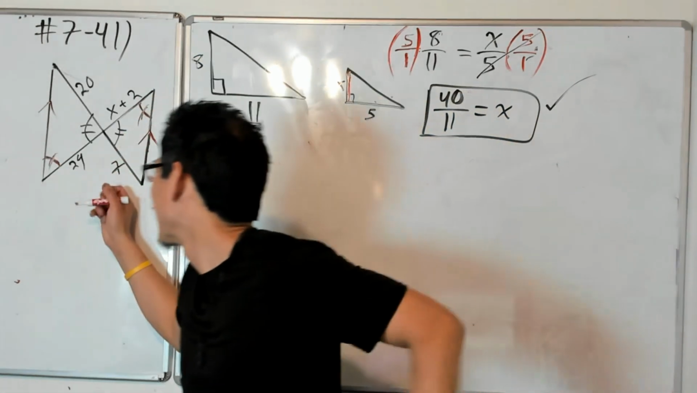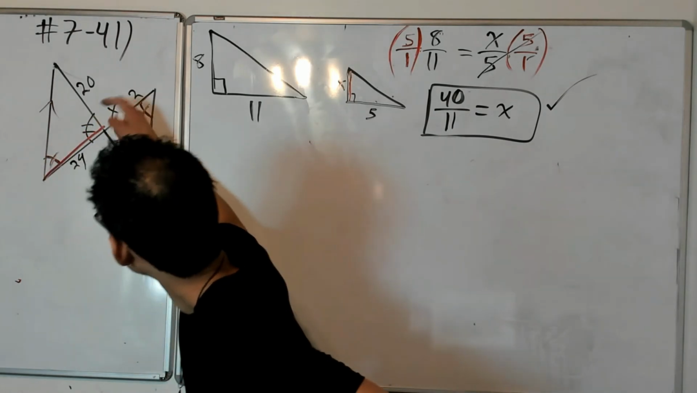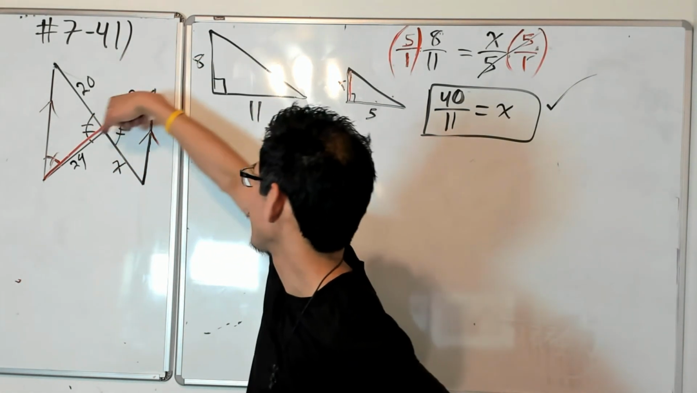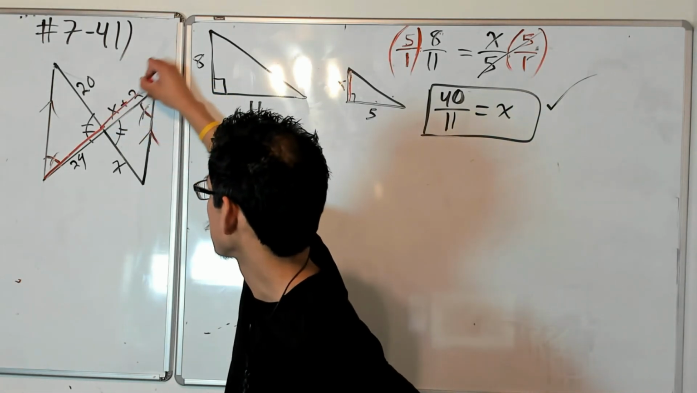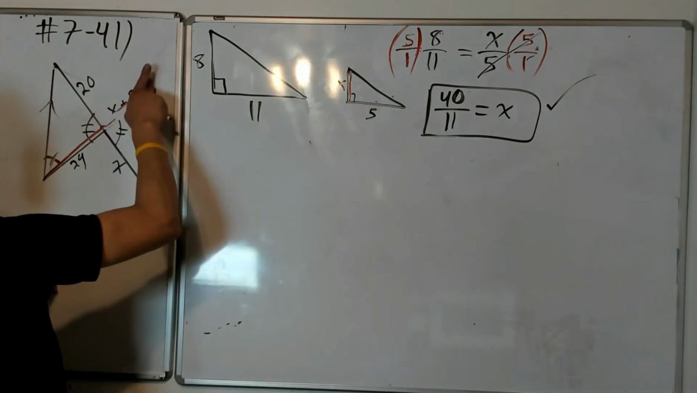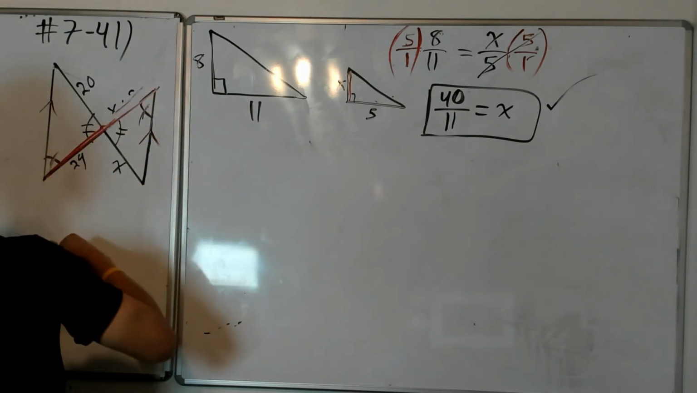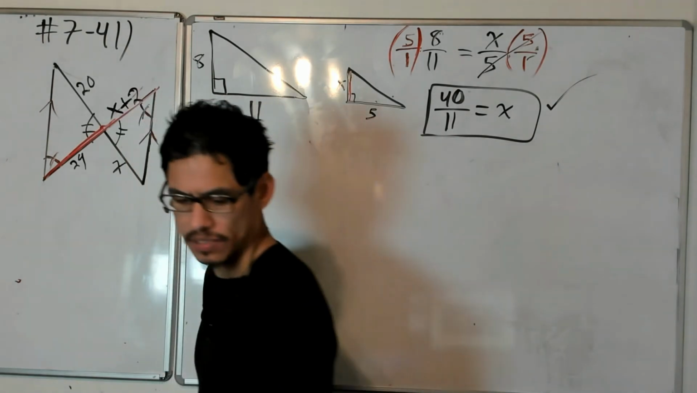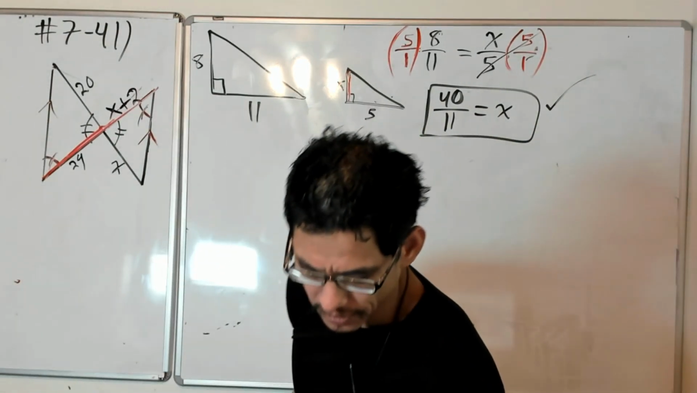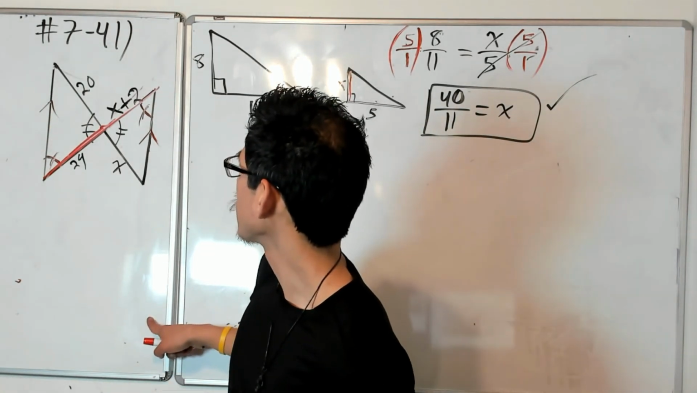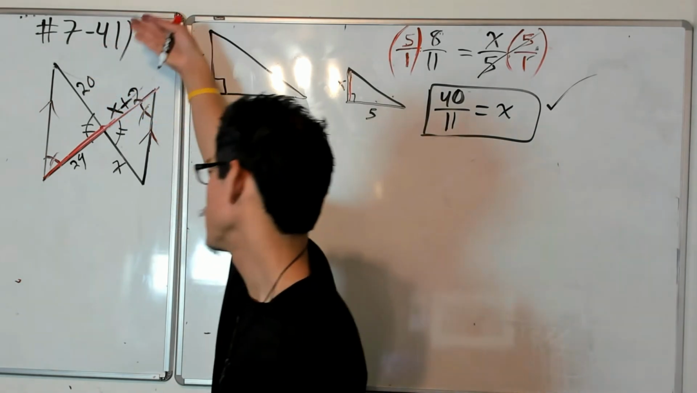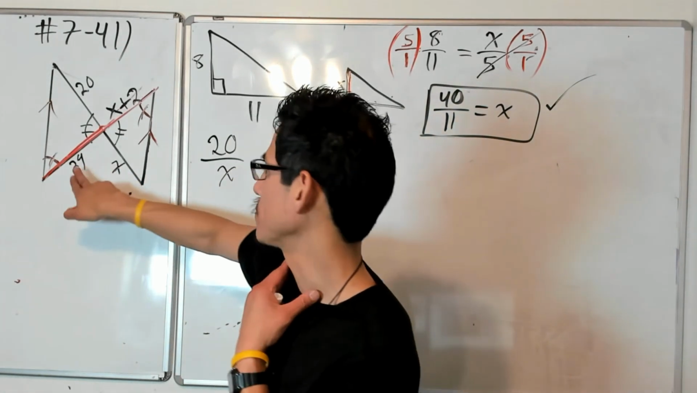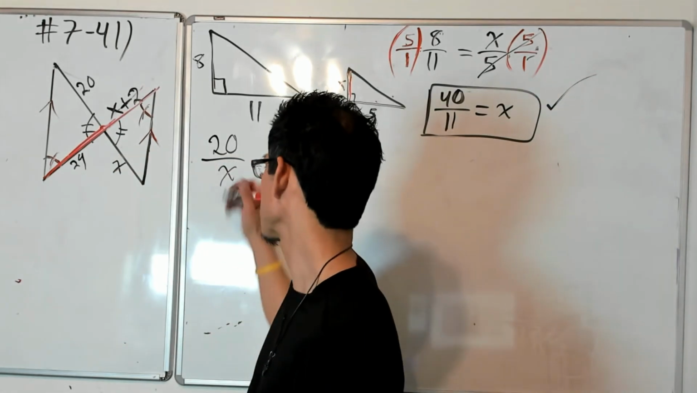So like this side, see how this angle down here is going to correspond with this side over here. I'm just going to show you the relationship I'm going to set up, but there are many you can do. See, x plus 2, right? So what I'm going to do is just do 20 over x equals 24 over x plus 2.